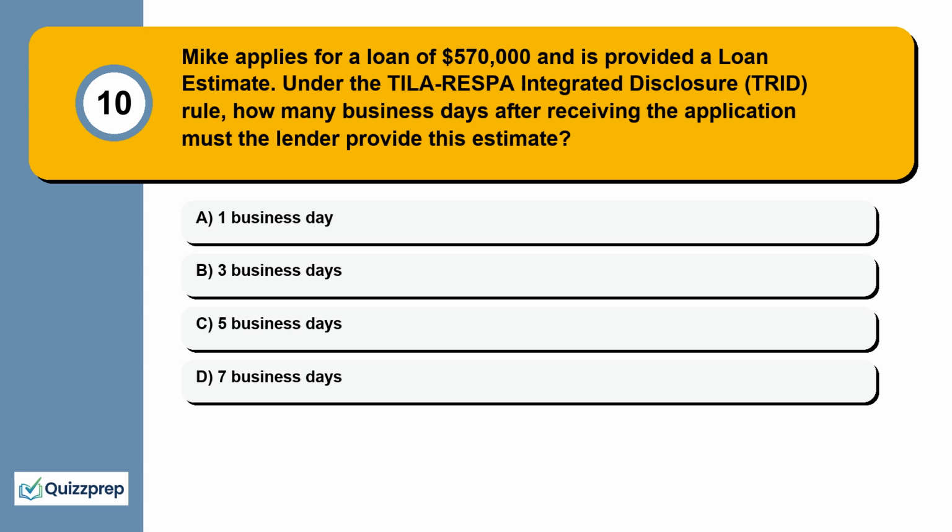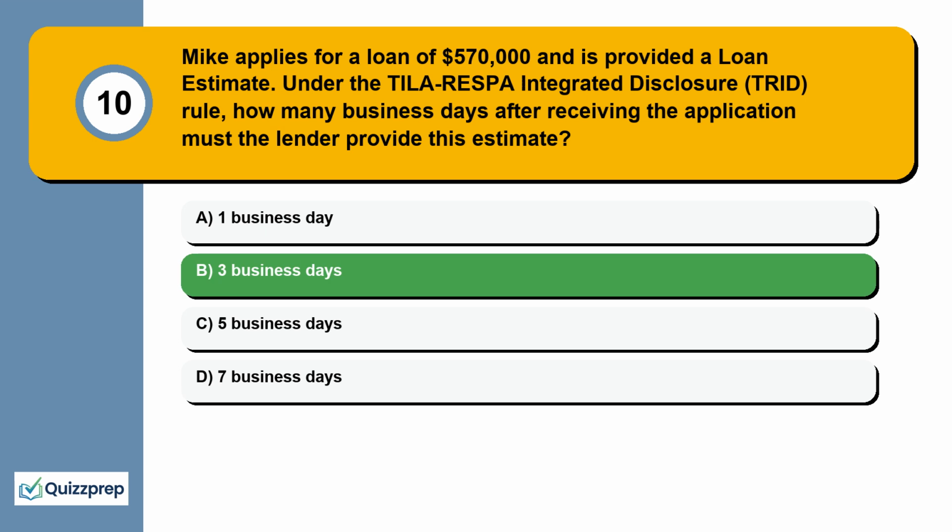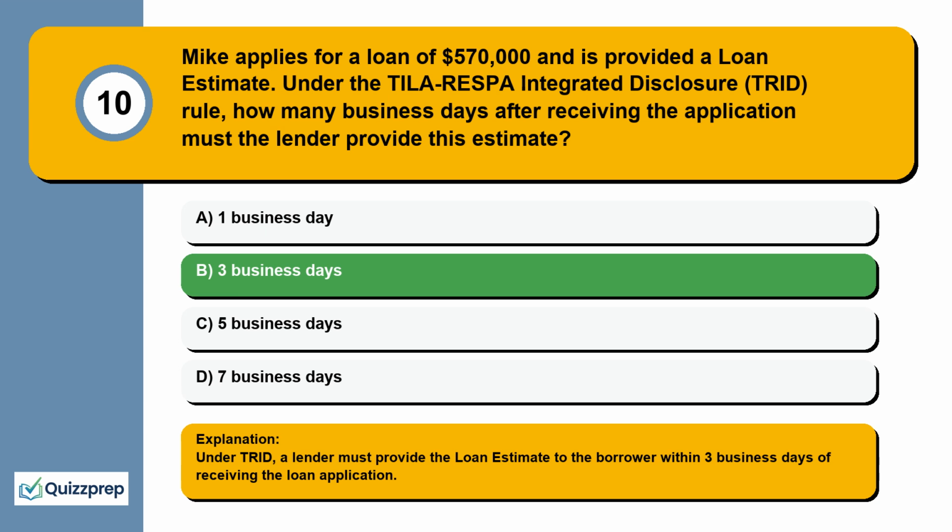Question 10. Mike applies for a loan of $570,000 and is provided a loan estimate. Under the TILA-RESPA Integrated Disclosure (TRID) rule, how many business days after receiving the application must the lender provide this estimate? 1 business day, 3 business days, 5 business days, 7 business days. Under TRID, a lender must provide the loan estimate to the borrower within 3 business days of receiving the loan application.